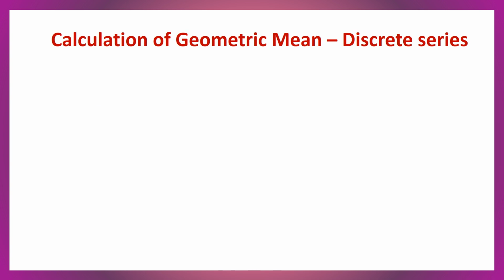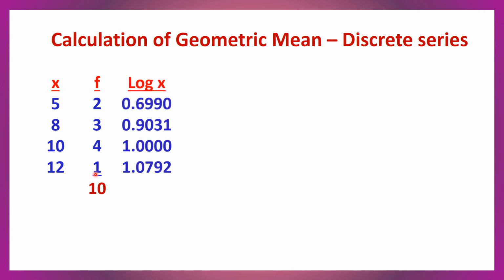Now coming to the calculation of geometric mean in the discrete series, the x values are given and the frequencies are also given. And the total of frequencies is 10. 2 plus 3 plus 4 plus 1. That is 10. This is the n. Then what we have to do is find the log x. That is, find the logarithmic values of all these values of x. That is put here as log x.